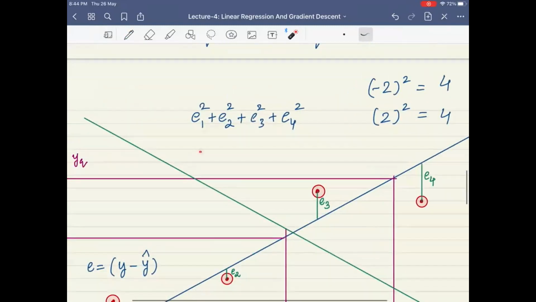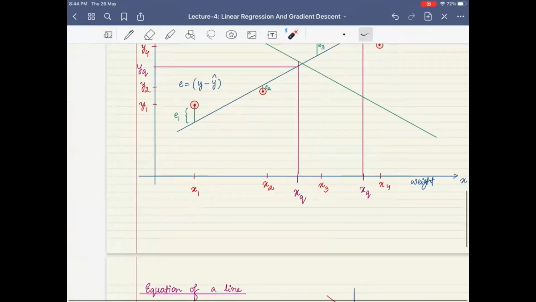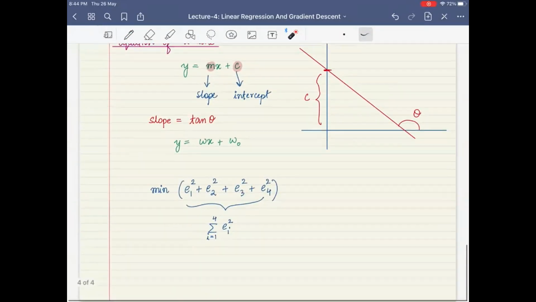Why can't we take just |E1| plus |E2| plus |E3| plus |E4|, the modulus? Okay, I'll try to answer this question maybe after some time. There's a reason why we like squares and we don't like modulus. I'll maybe discuss it later on. That's a very good observation.